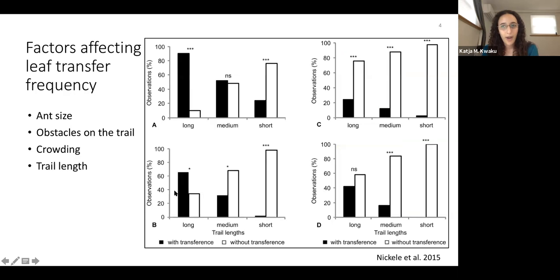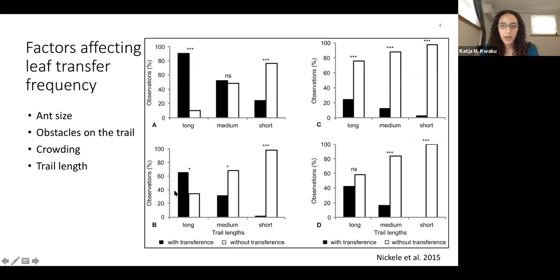A really important factor that affects leaf transfer frequency is the length of the trail, or how far you are, the distance from the nest. And the study by Michele et al. in 2015 did a great job of showing this pattern.